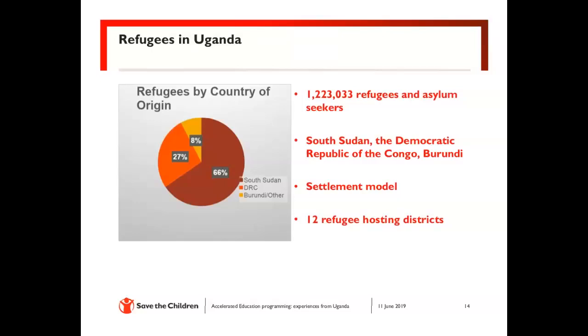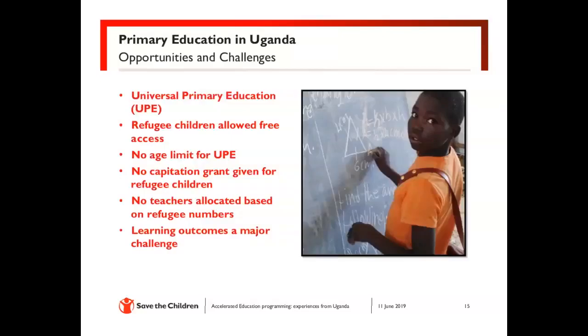Overall, there are currently 12 districts in Uganda that host refugees, primarily in the northwest of the country and in the western and southwest part of the country. So it's important that we first understand a little bit about the opportunities and challenges in Uganda within primary education, to then look at where AEP is situated within the context.